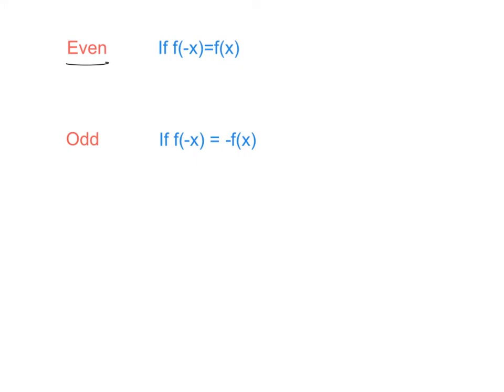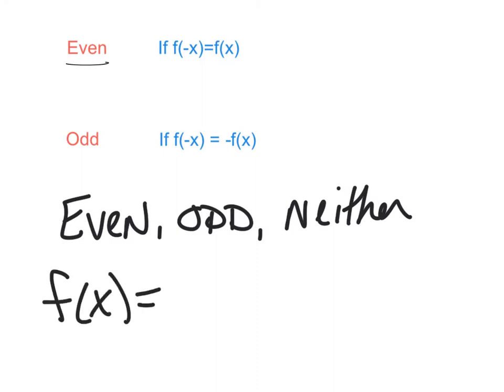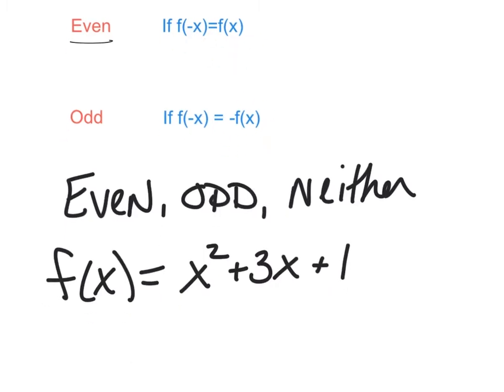So is the function even, odd, or it doesn't have to be either, so we can say neither: even, odd, or neither. Let's say f of x equals x squared plus 3x plus 1. What's really nice about these rules is they both start the same. You're substituting in negative x, and then we just care what we get out. Do we get the original f of x out, or do we get a negative f of x out? So let's go ahead and see.